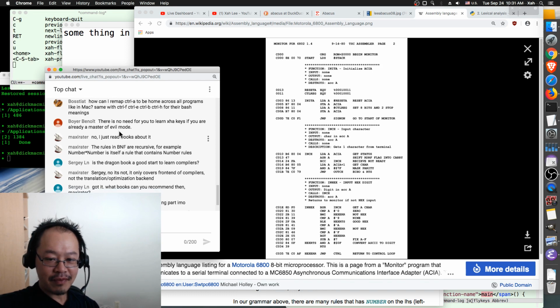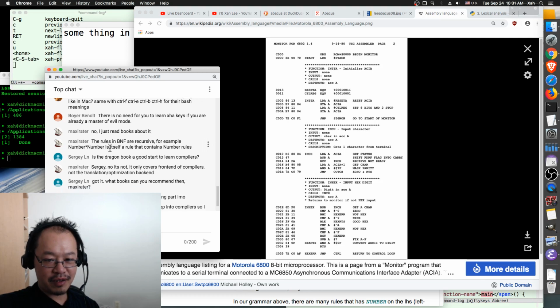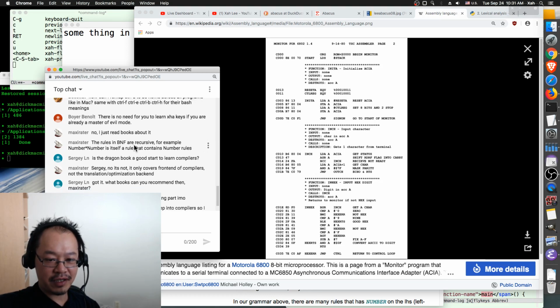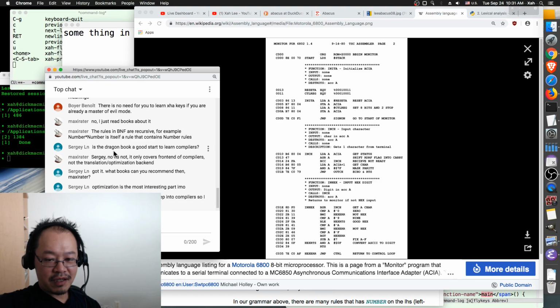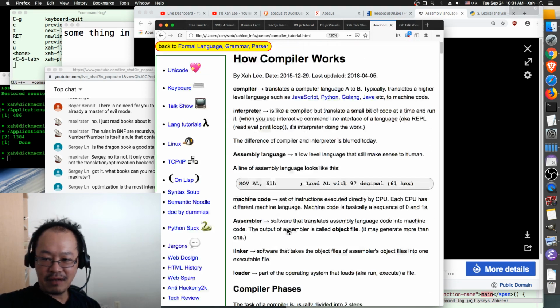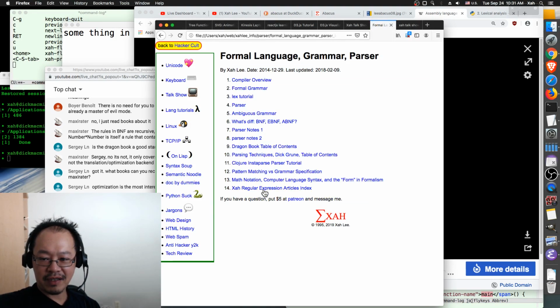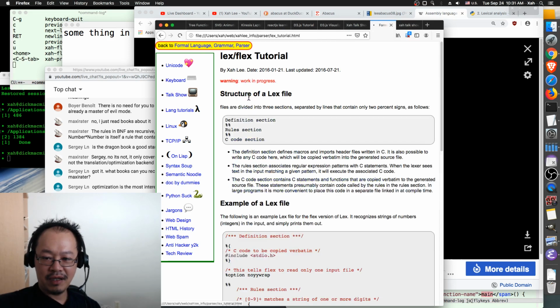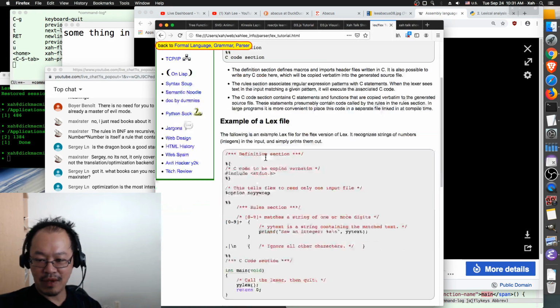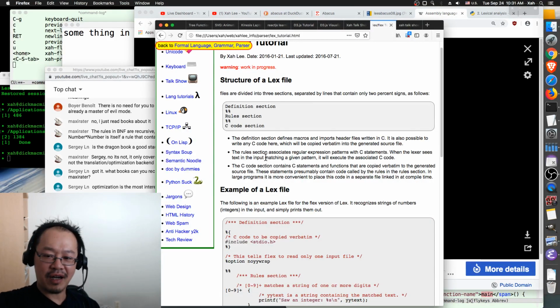keys. So Maxerator, you read books about compilers, okay, so the rules in BNF are recursive. For example, number is itself a rule that contains the number rule. Yeah. So is the Dragon book a good start to learn compilers? Yeah, I read it. In my articles on how compilers work, I have lots of notes, but all these notes are just for myself. They are not polished in any way.